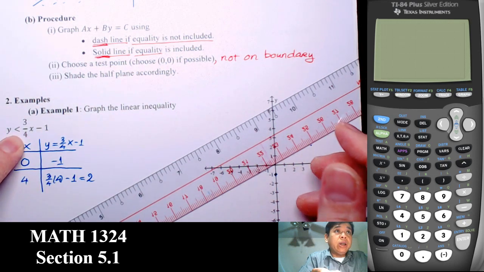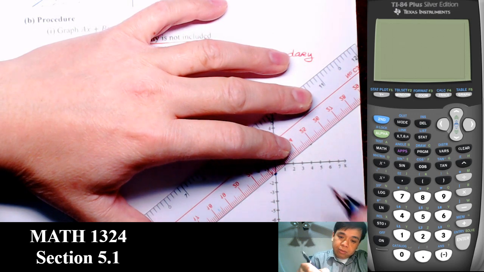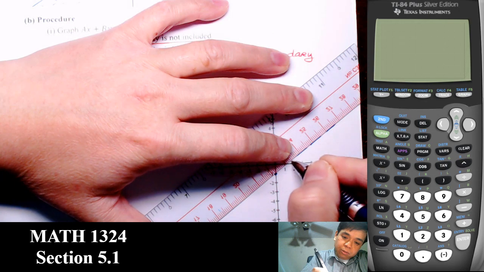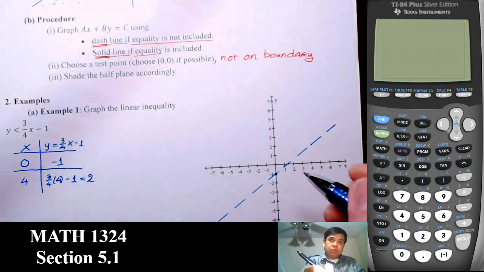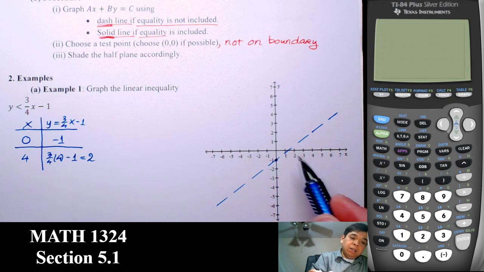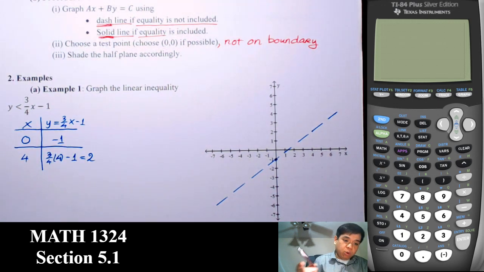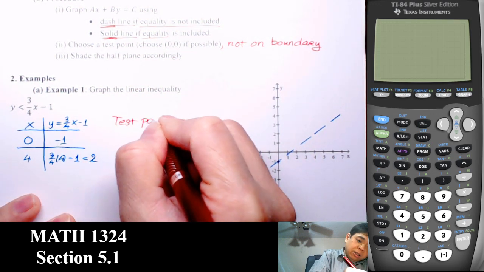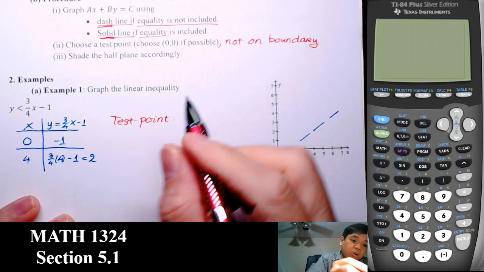And this one has no equal sign, so that's a dashed line. If it has an equal sign, that will be a solid line. And now we choose the test point. We can choose any point, preferably 0, 0.